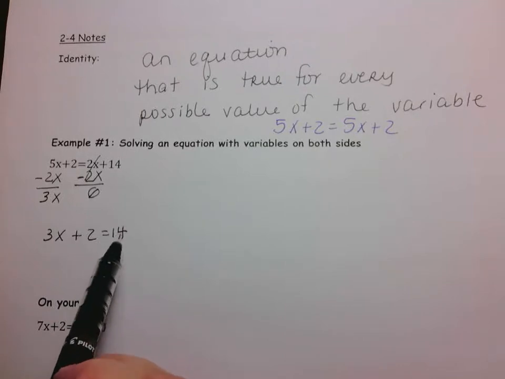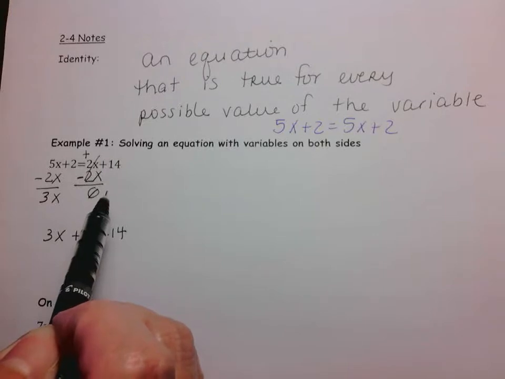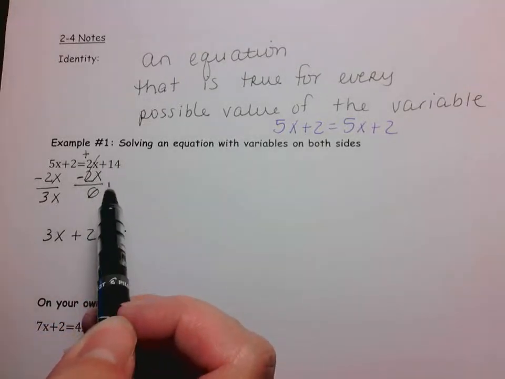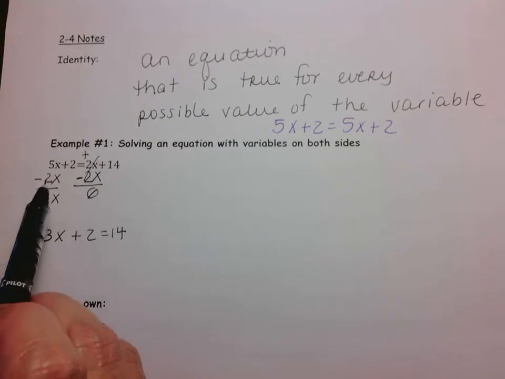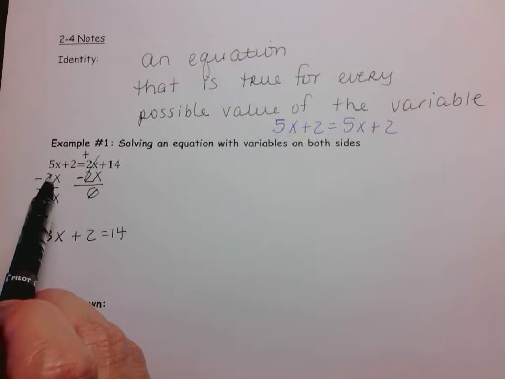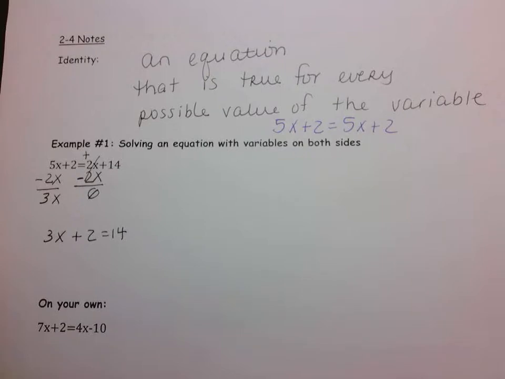And why did I pick subtraction? Because this is a positive 2x, so I'm going to subtract 2x from both sides. And you could have started by subtracting 5x from both sides. That's fine, that would work. But I want to train you to work smarter, not harder. And so I want you to try to avoid negative answers if at all possible. So that's why I picked subtracting 2x rather than subtracting 5x. But either way, you should get the same answer if you do your math right.